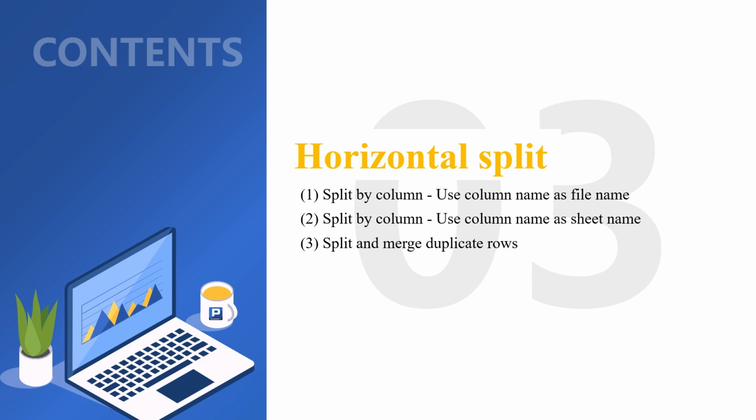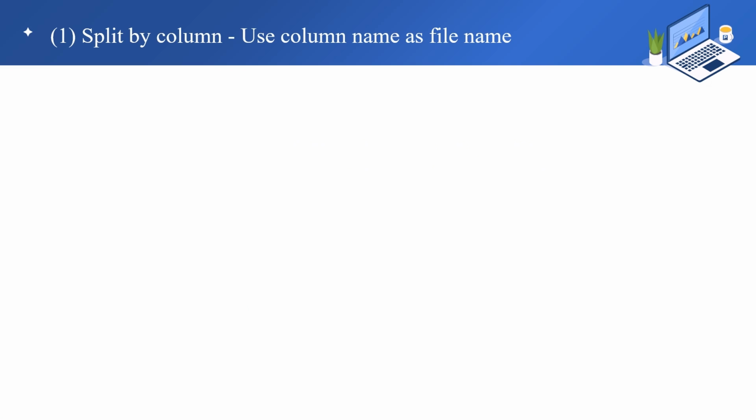Section 3, Horizontal split. Horizontal split generally refers to splitting a wide table into multiple relatively narrower tables. Similarly, horizontal split also involves 3 subcategories. Let's explain them from simple to complex. 1. Split by column. Use column name as file name.